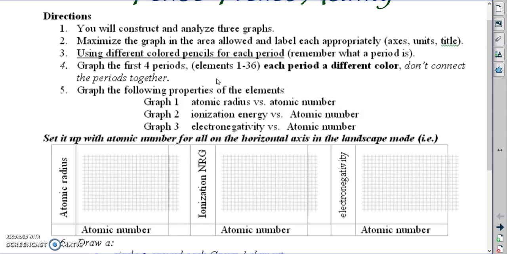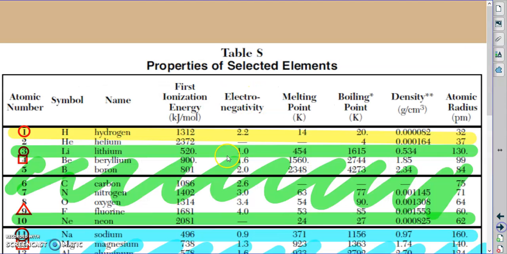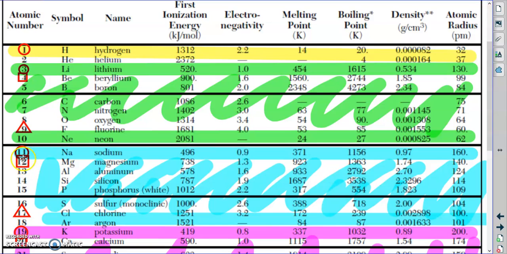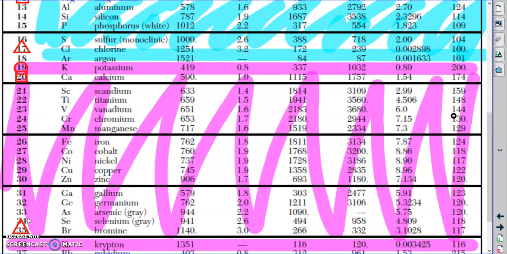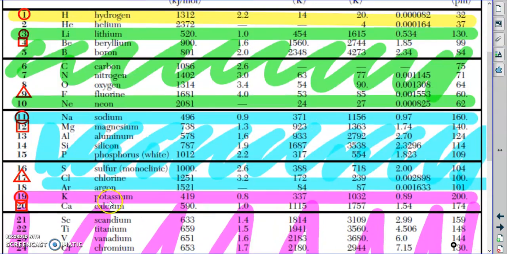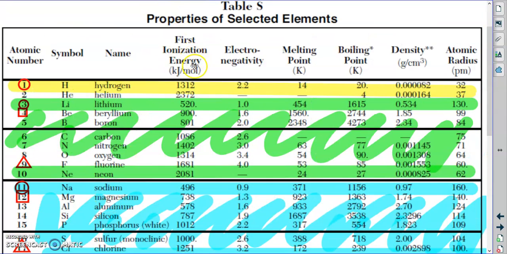So what you're going to graph, you're going to use Table S. You're going to graph atomic number versus atomic radius, okay? Here's the first one. The first ones are atomic numbers 1 and 2. That's the first period. Atomic numbers 3 through 10 are the second period. 11 through 18 are the third period. 19 through 36 are the fourth period, and that's all you're going to do. You are graphing ionization energy, electronegativity, and atomic radius. Those are the three things you're going to be graphing.